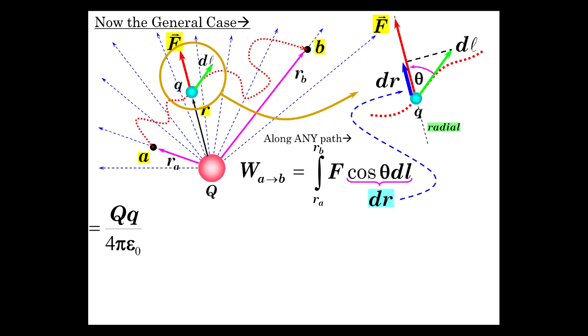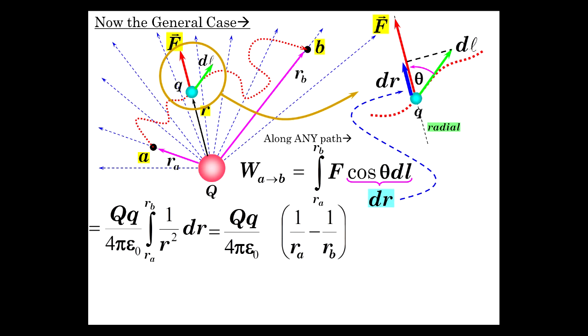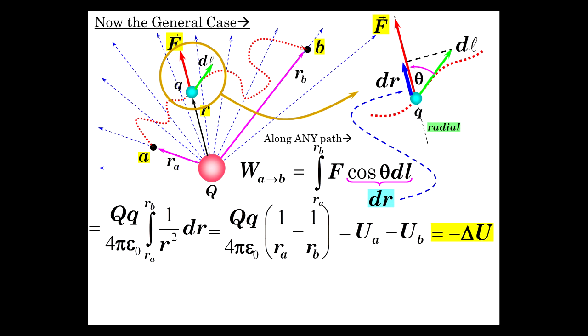So we get as a result Qq over 4 pi epsilon 0, integral of 1 over r squared. We've already done that integral. It looks like this. Now, that's UA minus UB. Work from A to B is UA minus UB. What we can see is this is UA.